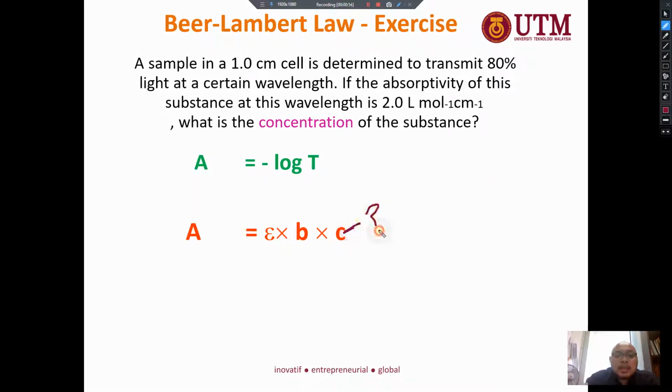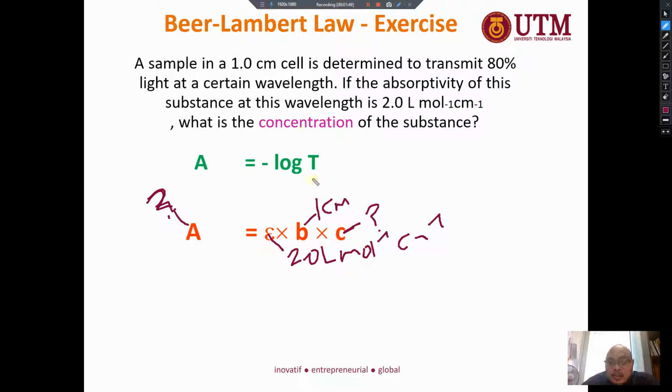What is C? You don't really know. For b, you have the path length, 1 centimeter. You have the molar absorptivity, 2.0 L mole^-1 cm^-1. But how about A? You don't have the information about A. So you don't have two things: first, you don't have the absorbance, and you don't have the concentration. The concentration is what you look for, so we should look for the last thing. So you need to find the information of A.